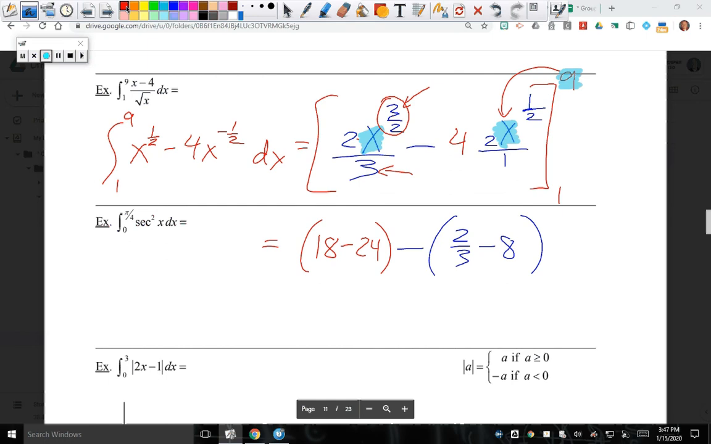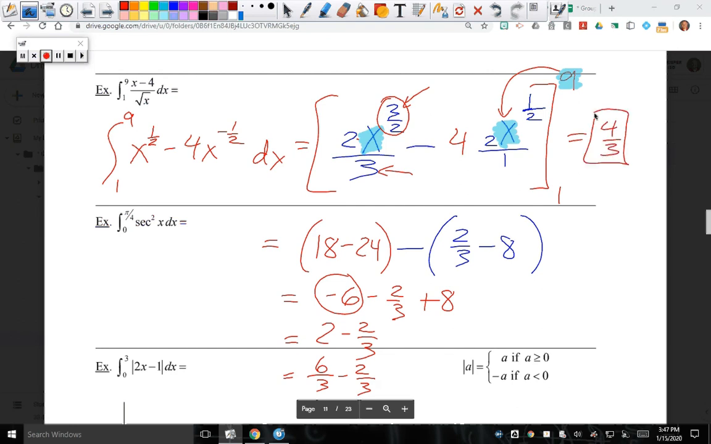To me, I'd probably see 18 minus 24 and write down what? Negative 6. And then I would see minus 2/3 plus 8. That's what I would see. And some of you might make them all have a denominator of 3. Some of you might look at negative 6 and 8 and say 2, and then he'll say 6 over 3. So my answer would be what? 4/3.